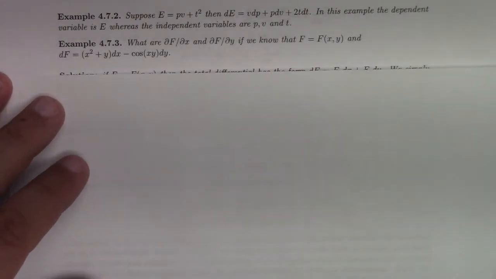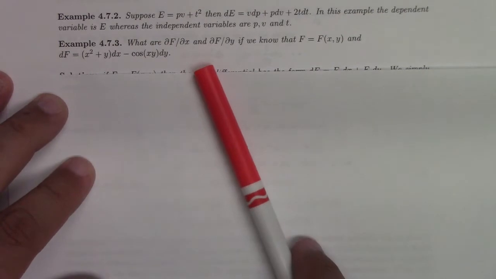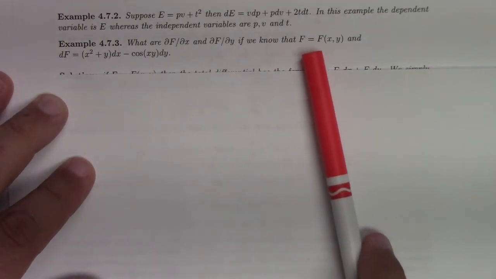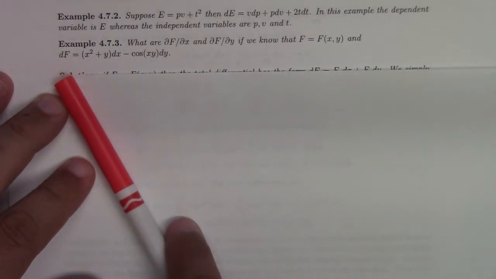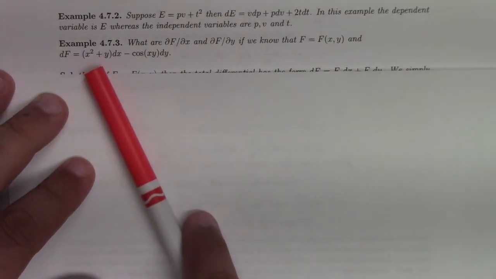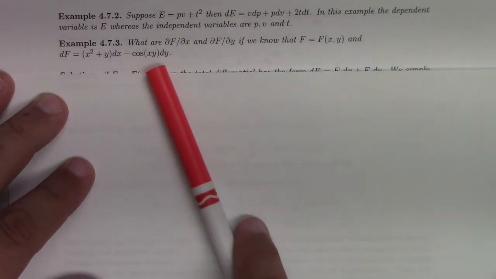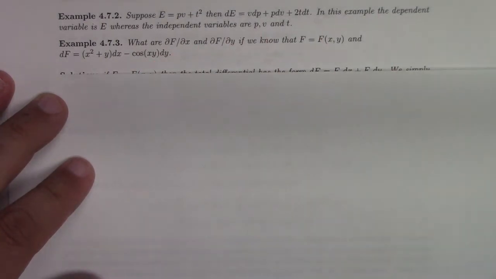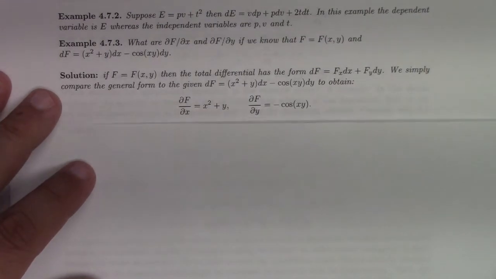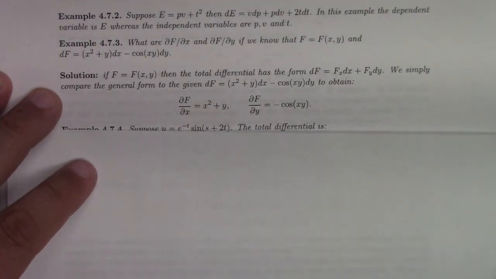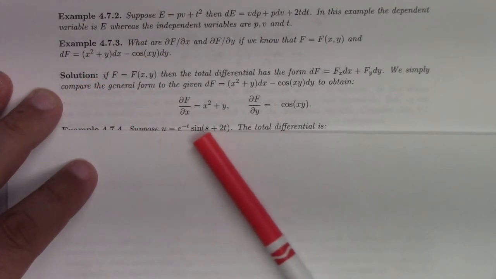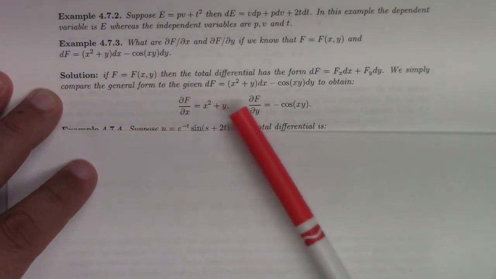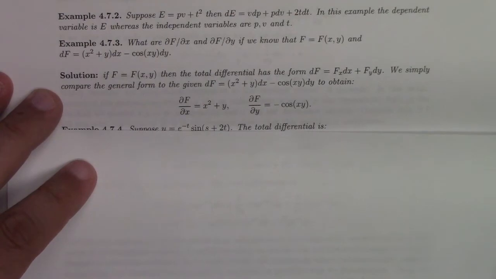And then here's another one. What is partial f partial x, and what's partial f partial y? If we know that big F is a function of x and y, and we know that dF, the differential, is (x squared plus y) dx minus cosine of xy dy. So using the thing I just showed you, we identify the coefficient as the partial derivative. So partial f partial x will be x squared plus y, partial f partial y will be minus cosine xy. Alright? Simple as that.